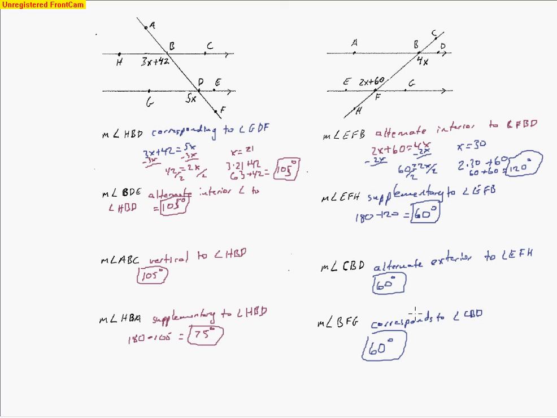There's lots of other ways to find them. As long as you're getting these same numbers here, you've got the right answer, as long as you tell me how you came up with those. So instead of that, we could have said it's vertical. So BFG is vertical to EFH, since we've already found EFH, and that would have given us the same answer, 60 degrees. So those are the types of problems you're going to see on tonight's homework.